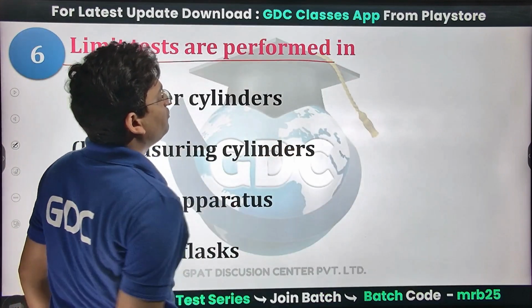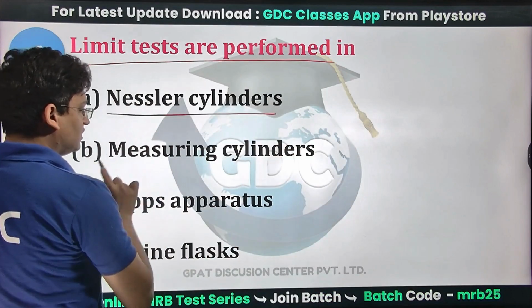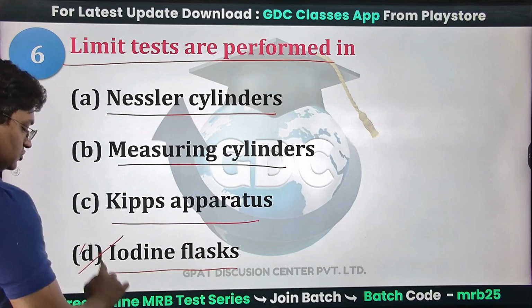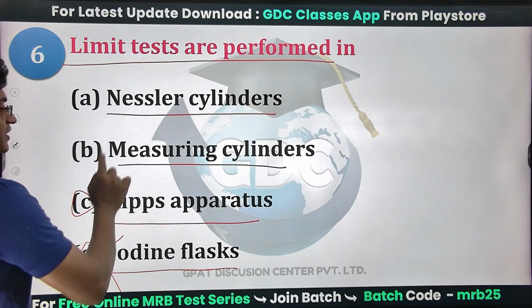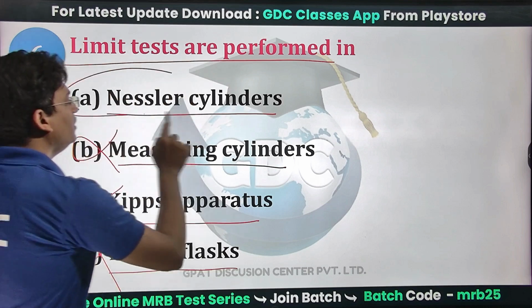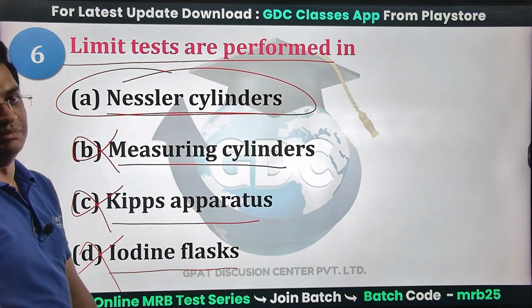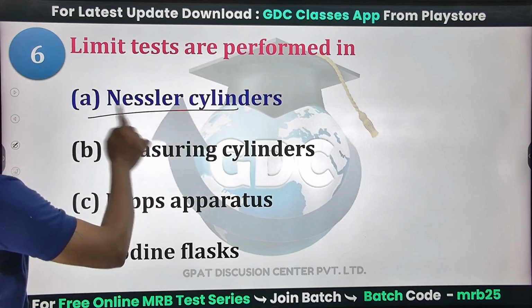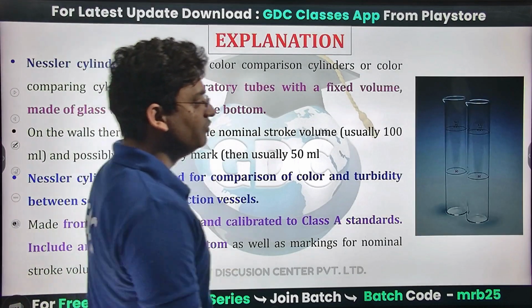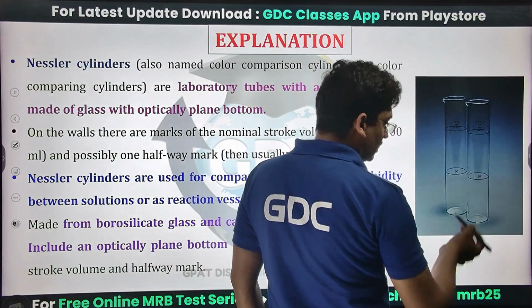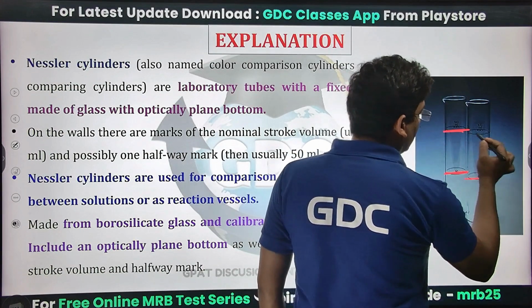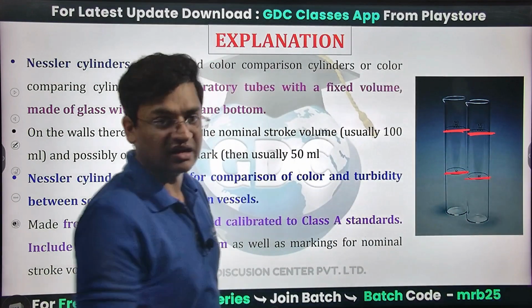Limit tests are performed in Nessler cylinders, measuring cylinders, Kipp's apparatus, or iodine flask. So no, it is not iodine flask, it's not Kipp's apparatus, it's not measuring cylinder. We use Nessler cylinders for the limit test. Nessler cylinders have two measuring units, like you can see here. Look, this is a Nessler cylinder. Here we have 50 and here we have 100 ml readings.